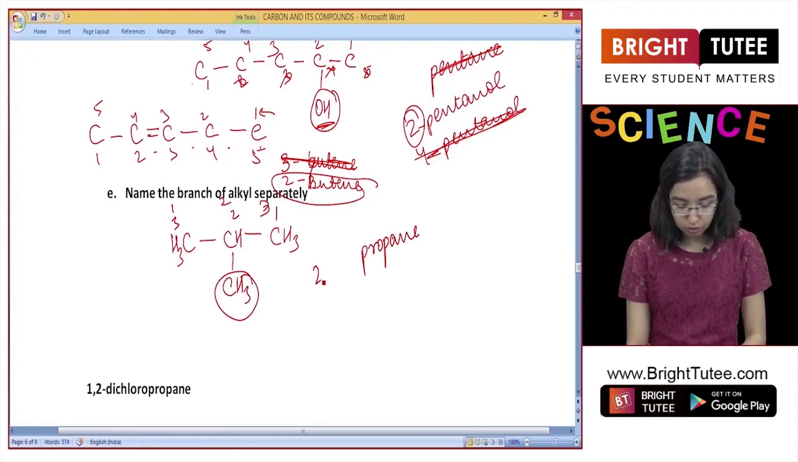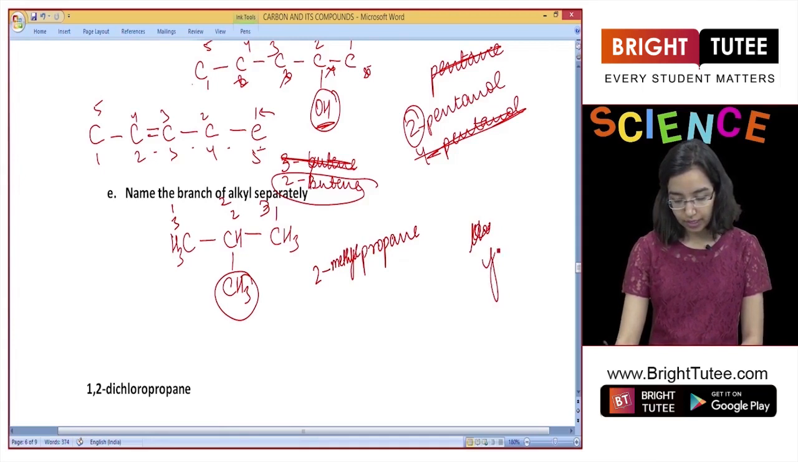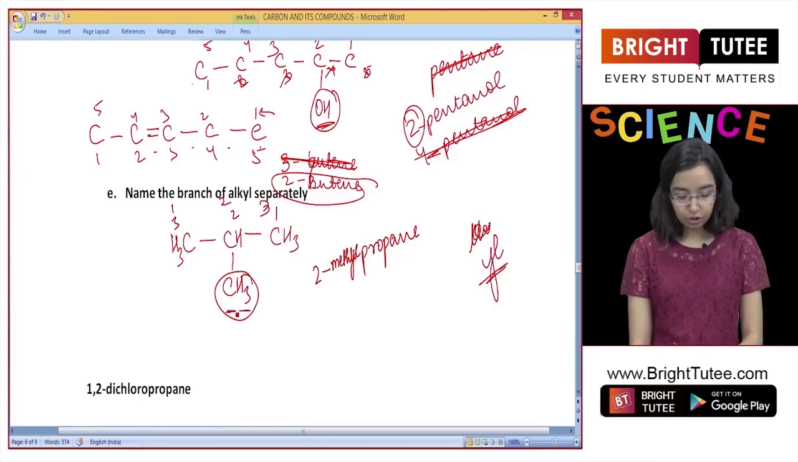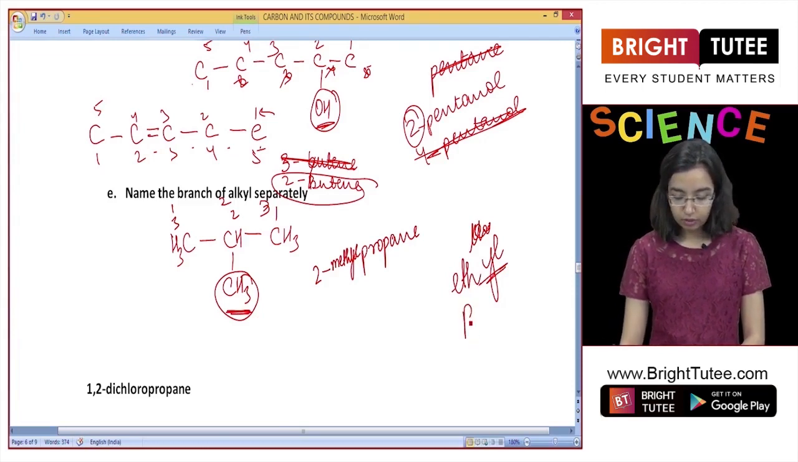So on the 2, what is present? On 2 is present a meth. So 2-methyl. So you use the suffix of "-yl" to indicate a branch of carbon that is present. If it was 2, then it will be called as ethyl. If it was 3, it will be called as propyl, and so on and so forth.